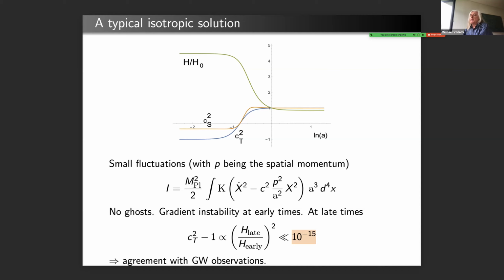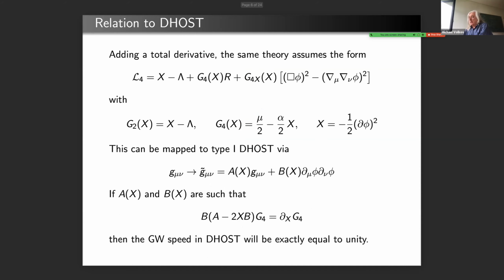Now, fine, this is about isotropic. And now, the last remark is that this model, also mentioned by Karim, can be written in an equivalent way, and it can be mapped to the DHOST model in such a way that the speed of gravity waves in the image theory will be exactly equal to 1. But this is just a remark.